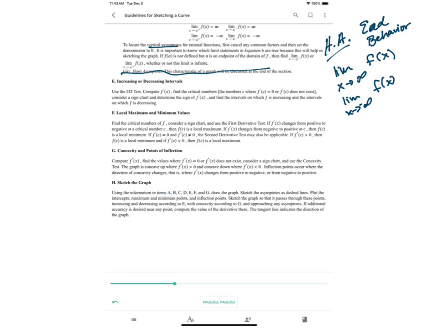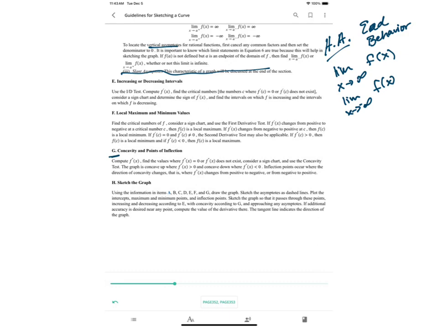Then we calculate all of our candidates. We put them all in a sign chart. And then we run the increasing, decreasing test. And we see, do we see changes in increasing, decreasing? If I'm going from increasing to decreasing, there is a maximum. And we go find that maximum value. If my function is going from decreasing back to increasing, what? Then we see a minimum value, okay? That brings us to F, finding local maximum and minimum values. You use your sign chart to do that.